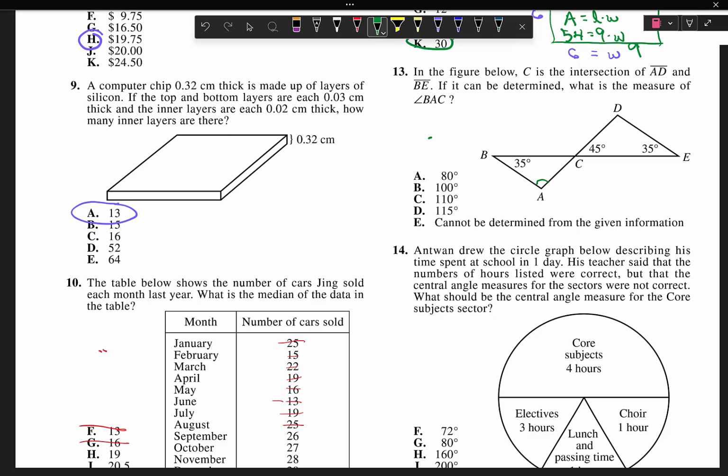So what you should recognize is the hourglass shape. These are vertical angles, so they're both going to be congruent, both 45. There's 180 degrees in a triangle. So to find this missing angle A, we're going to subtract the two angles of that triangle that we already know. So 180 minus 35 minus 45 is 100.